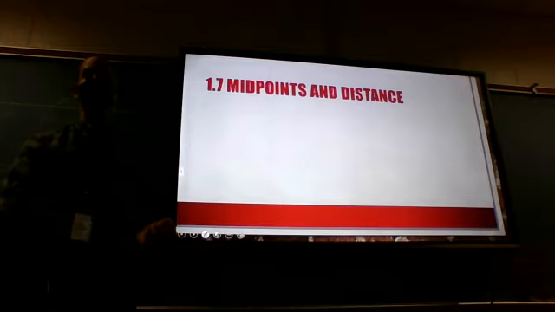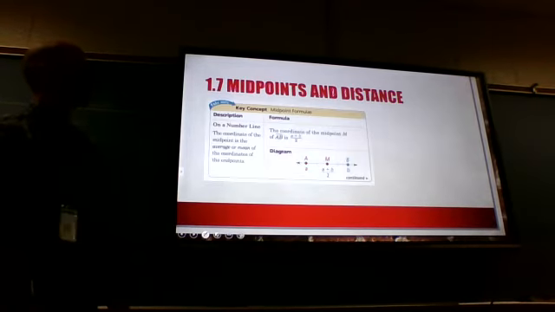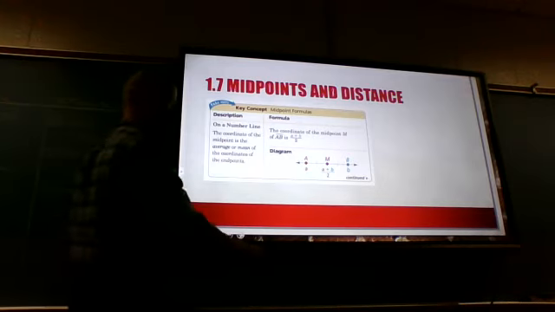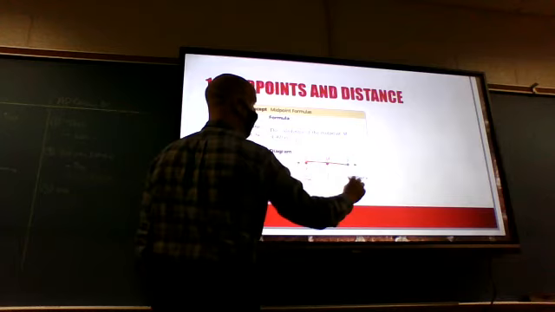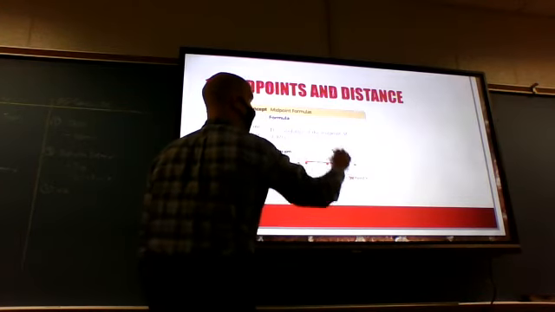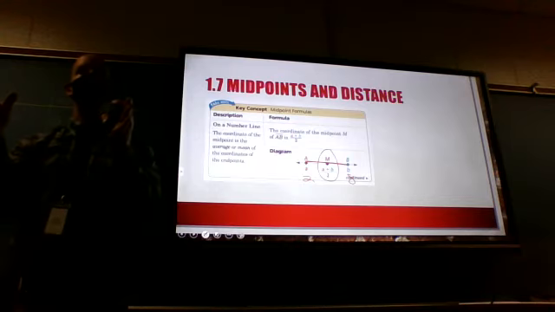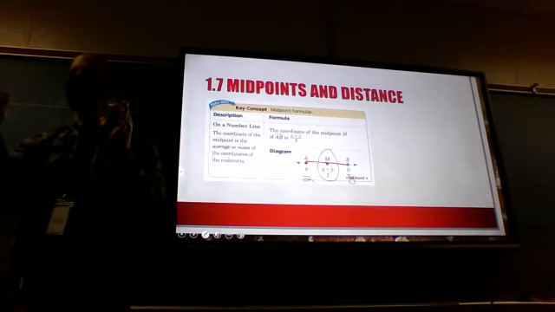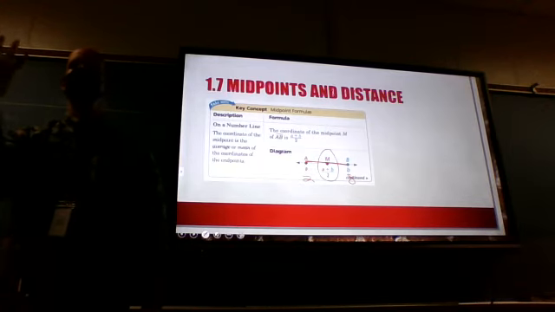Okay, and then the very last section, midpoints and distance. So if I want to find the midpoint of this segment right here, and I know that this is at 2, and let's say this is at 8, what would be M? How would we find the midpoint? Well, you take the 2 and the 8 and you add them and then divide by 2. So what would that give you? 5. So the coordinate of the midpoint is 5.